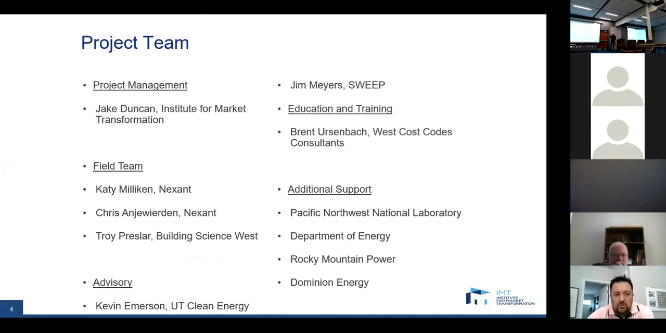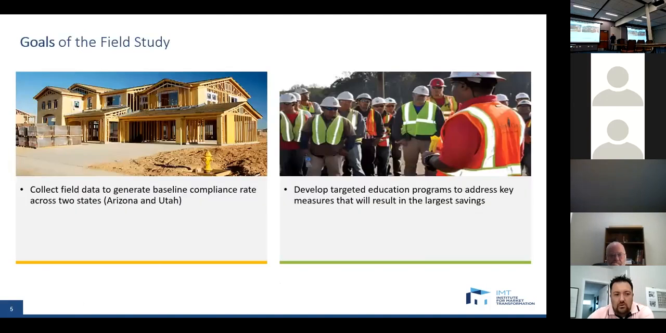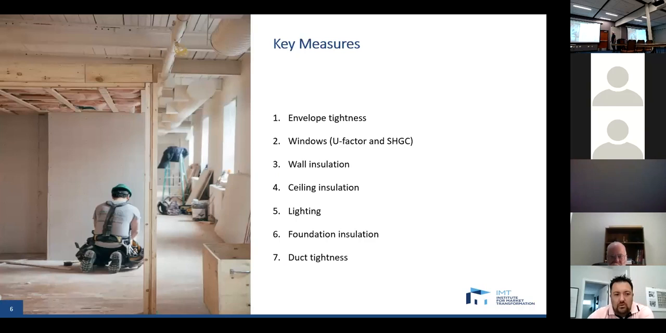Here was our team. They collected a bunch of data from the field with the goal of developing education. So based on what we have discovered, through the next year I am going to modify my energy code training to address the issues that we've discovered. These are the things that were checked: envelope tightness, which ties into blower door testing, and I know that we don't see a huge amount of that; windows, wall insulation, ceiling insulation, lighting, foundation insulation, and duct tightness.